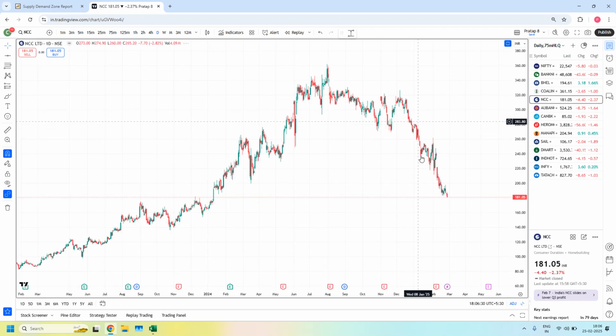Next one is NCC. This is also a daily high liquidity zone. This one also we discussed. NCC also we did not fine tune the zone, because earlier it is January 2024 and we don't have 5 minutes data. So I left this stock.